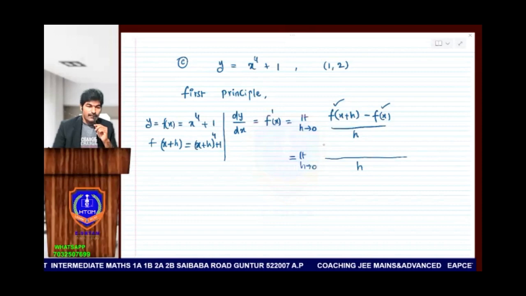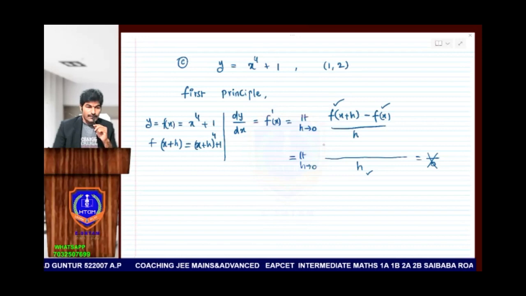Why are we not substituting h as 0 in the first step? Because look at the denominator, it says h. That means if you substitute h as 0 in the denominator, the denominator will be 0, which is undefined. So we are not doing this substitution. That means we have to get rid of this h from the denominator. Up to that time, we will continue this limit h tends to 0.